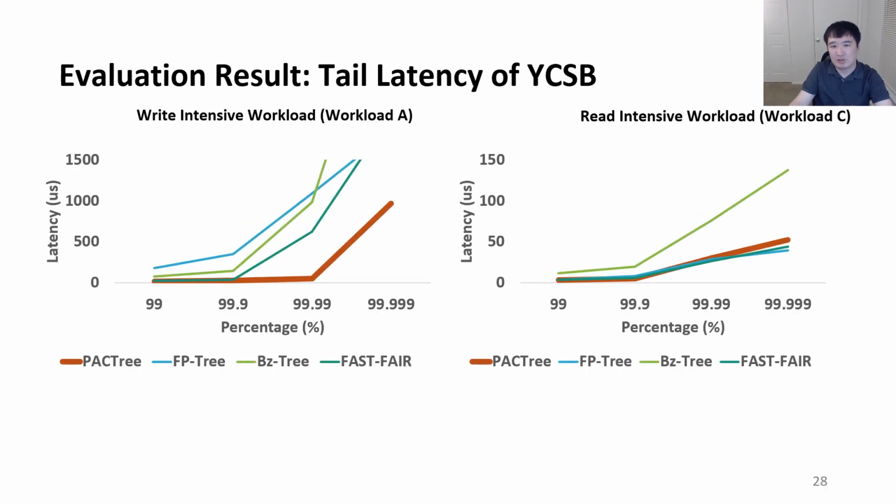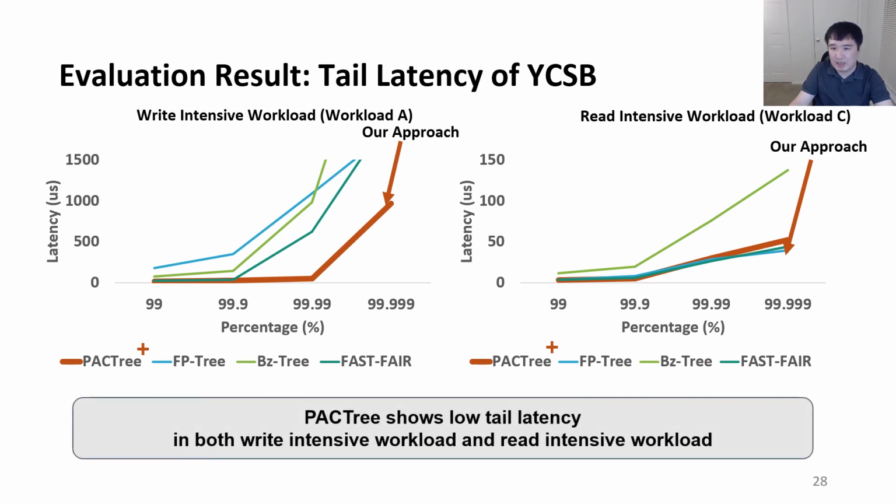We also conducted a tail latency evaluation. We sampled 10% of the operations to reduce the measurement overhead. As you can see, PACTree shows up to 20 times lower latency in the write-intensive workload and comparable latency in the read-intensive workload due to its asynchronous update, trie-based search layer, and B+tree leaf-node-like data layer.